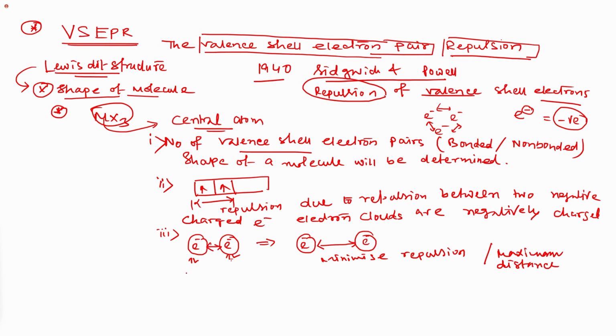But in that situation, if you see maximum repulsion and minimum distance, the two situations are different. In that situation, the distance between these two electron pairs is very less. That's why the repulsion there will be very high. So due to this repulsion between these two electron pairs, the distance between them will be high. So that's why it is a maximum distance. When the distance is high, the repulsion between the two electron pairs will be minimum.